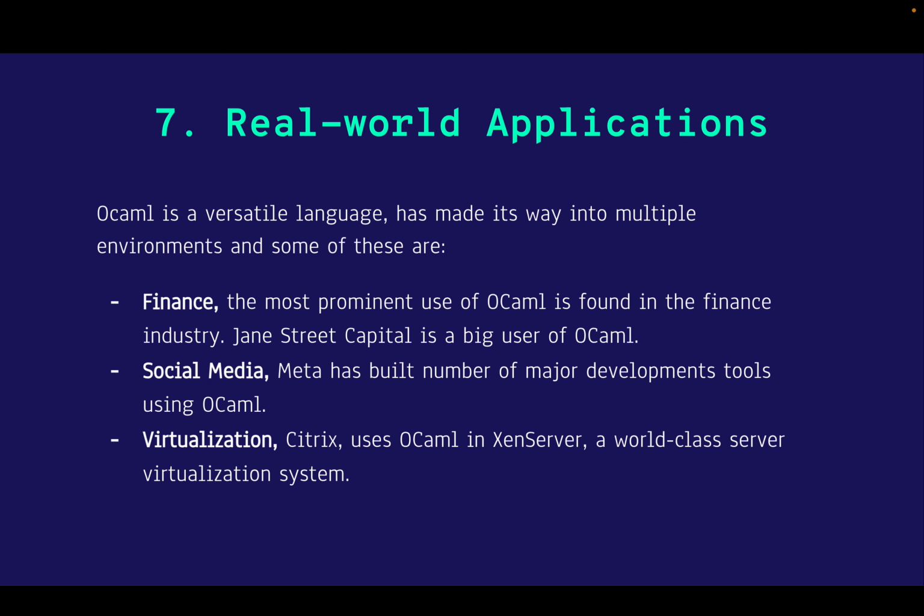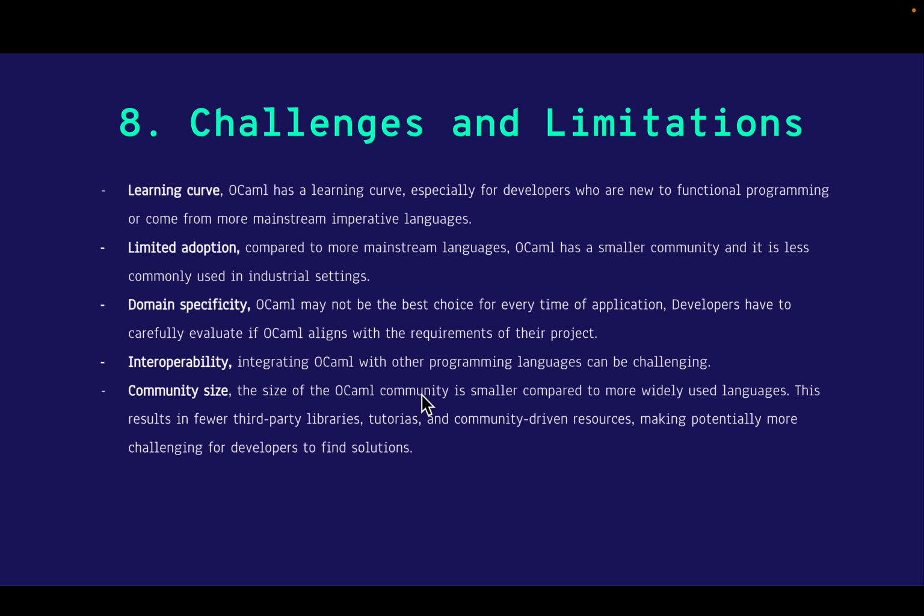Social media. Meta has built a number of major development tools using OCaml. Virtualization. Citrix uses OCaml in Xen Server, a world-class server virtualization system. Citrix is also used by the school as a means of accessing the school computers through an external device, such as your computer, and you are able to go into the school computers through your own computer. The usage of OCaml in the finance world is prominent due to the strong typing, functional programming features, and performance characteristics that make it well suited for financial applications.